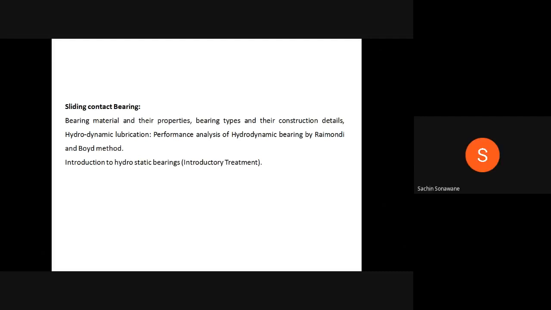Hello, good morning. Today we will start sliding contact bearing. First of all, I will read the syllabus. Sliding contact bearing, bearing material and their properties, bearing types and their construction details, hydrodynamic lubrication, performance analysis of hydrodynamic bearing by Raymond D. Boyd method, and introduction to hydrostatic bearings, introductory treatment.